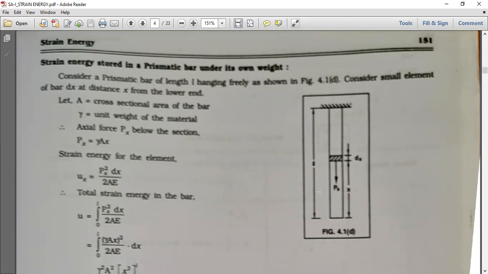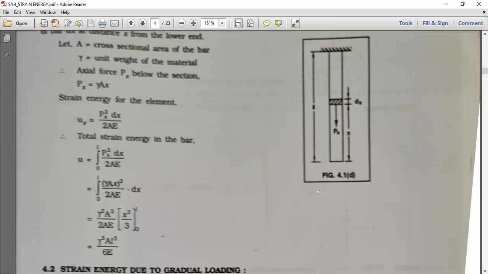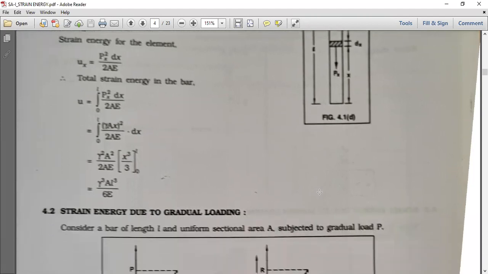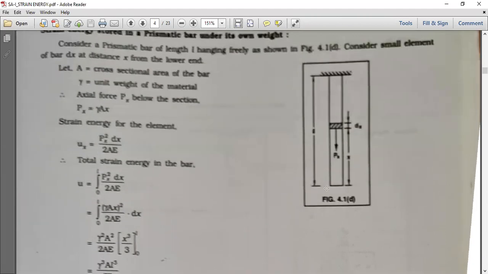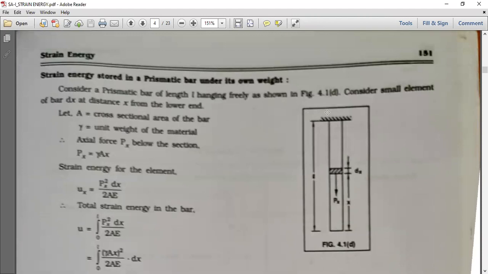Strain energy for the small element is dUx equal to Px squared dx divided by 2AE. Total strain energy is U equal to the integral from 0 to L of Px squared dx upon 2AE. After solving and putting in the values, we get gamma squared A L cubed divided by 6E, which is our equation for strain energy stored in the prismatic bar.